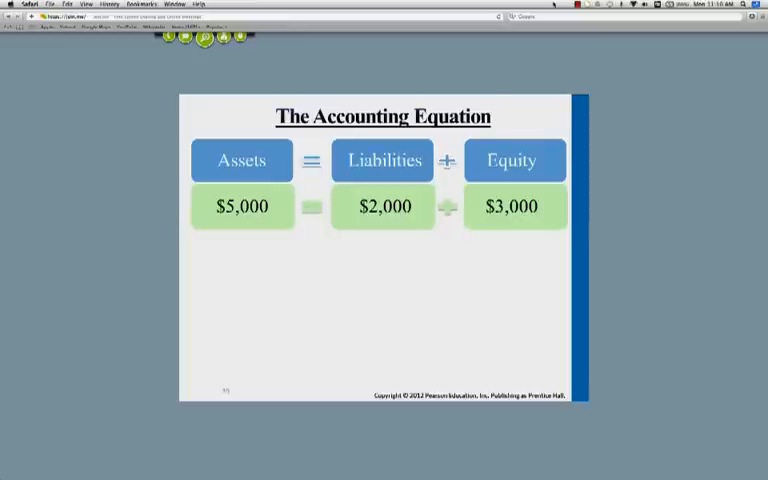Okay, let's fit this in with numbers. Let's say altogether the value of assets is $5,000, and what you owe to the bank or third parties altogether is worth $2,000. So if you subtract $2,000 from the altogether value of assets that you own, the net worth of the business really is only $3,000. Okay, so that's what this entire equation means.